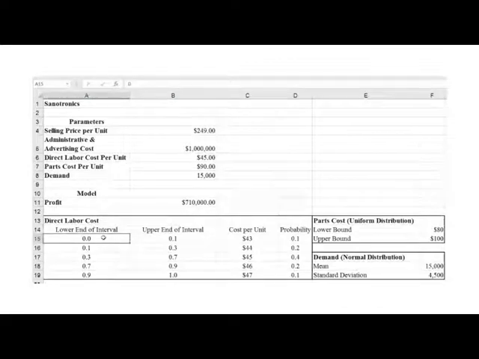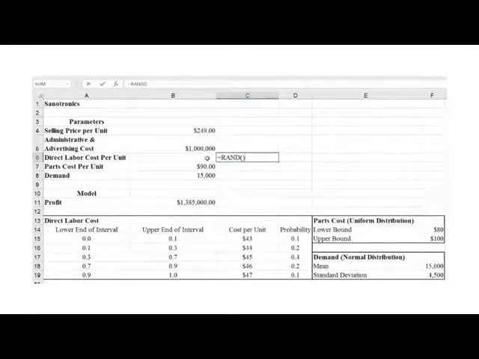Now that we have broken up the interval from 0 to 1 into segments that correspond to the probabilities of each of the costs, we would like Excel to randomly pick a cost according to those probabilities. To do so, we place the value of 45, and we want to generate a random value. So to demonstrate, if we enter the function rand into cell C6, we see that this function generates a random number between 0 and 1.